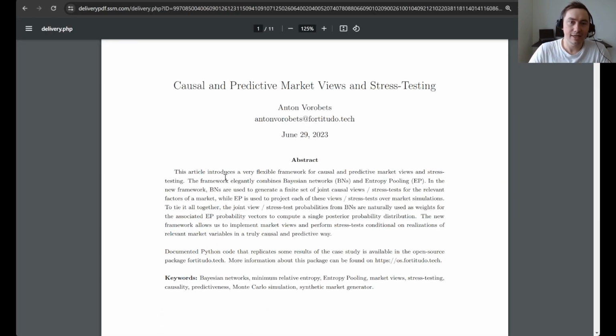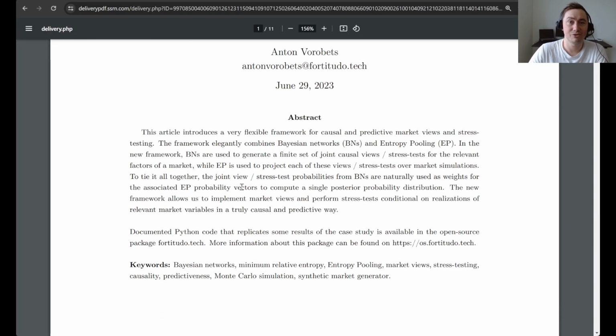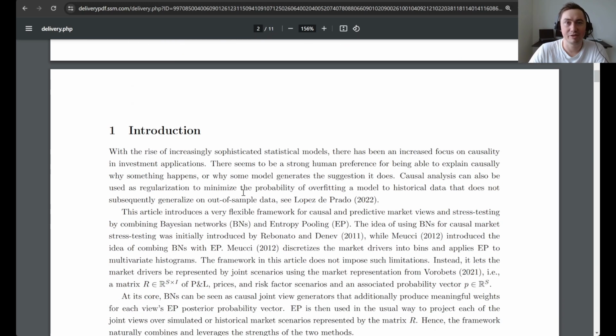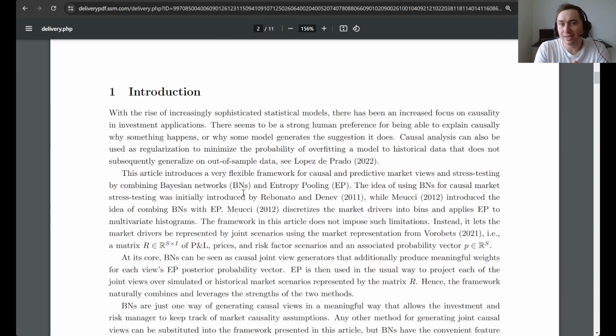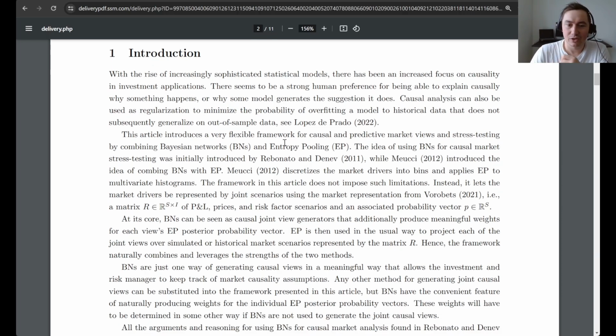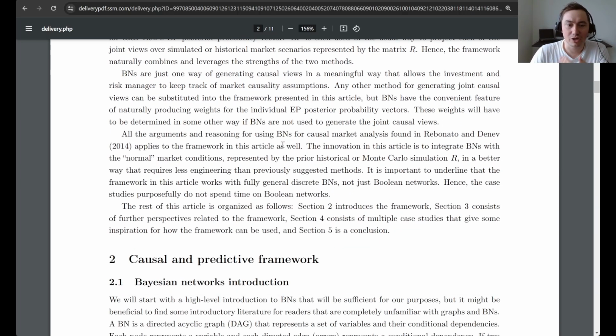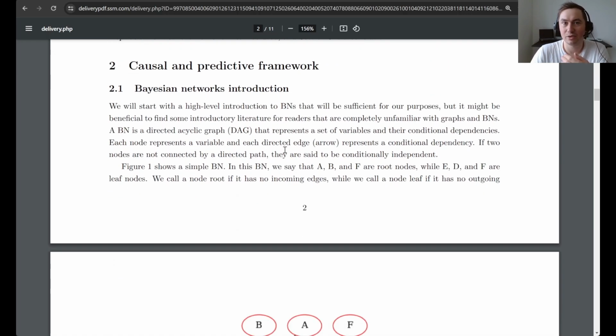In recent years, causality has received significant attention in investment applications. This is both for us as humans to try to understand the world, but also as a way of trying to ensure that we don't overfit our trading strategies. So that we don't find something that works really well in history and then does not work in live trading afterwards. These are some of the things that I mention in the introduction, and after that we start to present this causal and predictive framework.